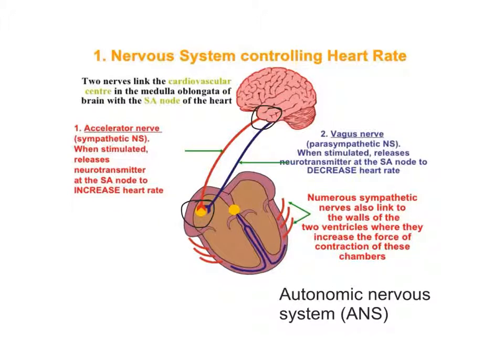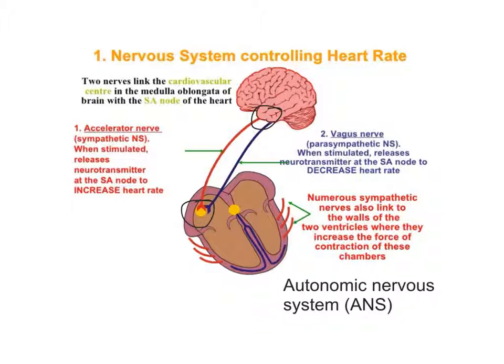To get that message from the medulla oblongata to the SA node, it uses the autonomic nervous system, or the ANS. This means it is under involuntary control and consists of sensory and motor nerves from either the sympathetic or parasympathetic nervous system.